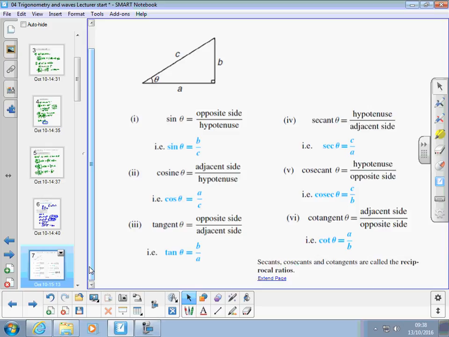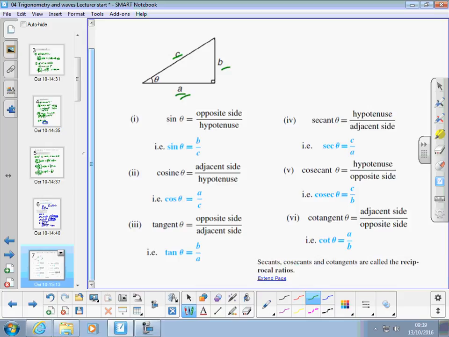Okay, so the three ratios. The sine of an angle theta, this angle here, is the opposite side divided by the hypotenuse. So how it's labelled, sine of it is the opposite b over the hypotenuse c. Cosine is the adjacent side divided by the hypotenuse. So the adjacent side is a and the hypotenuse c. And then the tangent of an angle is the opposite side b divided by the adjacent a.